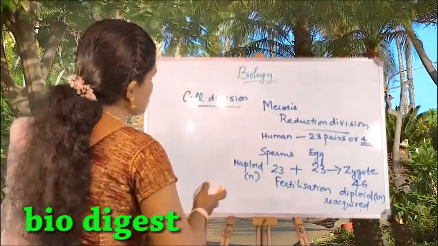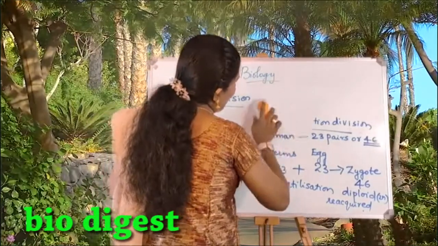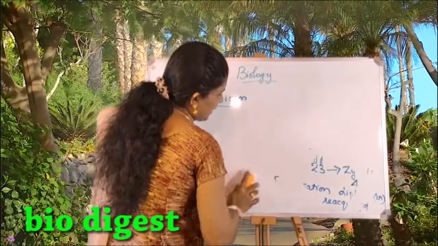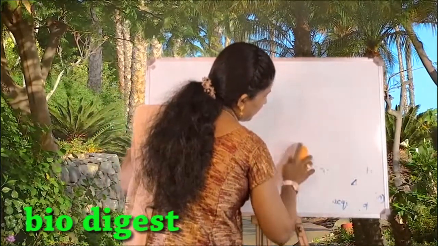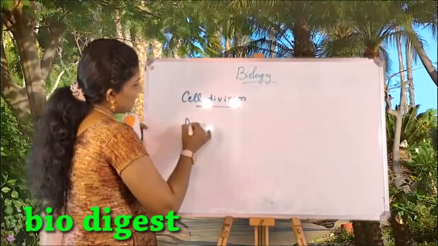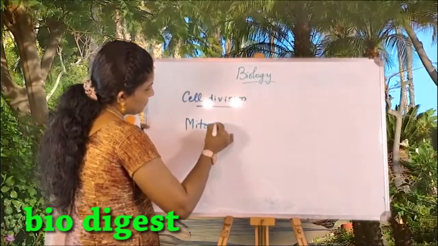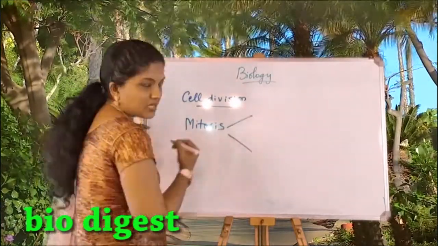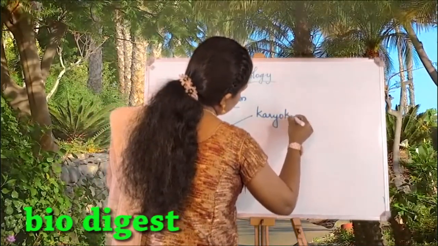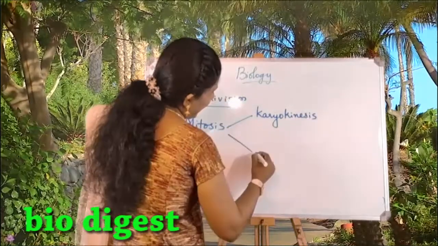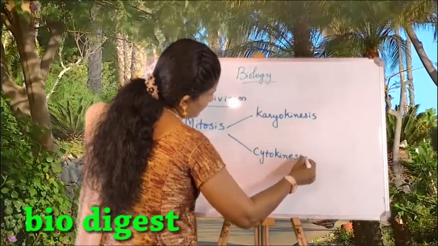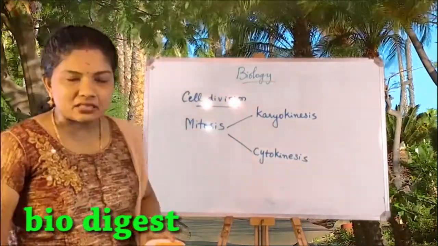Now moving to mitosis. Mitosis is the cell division, I told you, that results in growth and development of the body. Mitosis is divided into two stages or two phases: karyokinesis and cytokinesis. What are these actually?